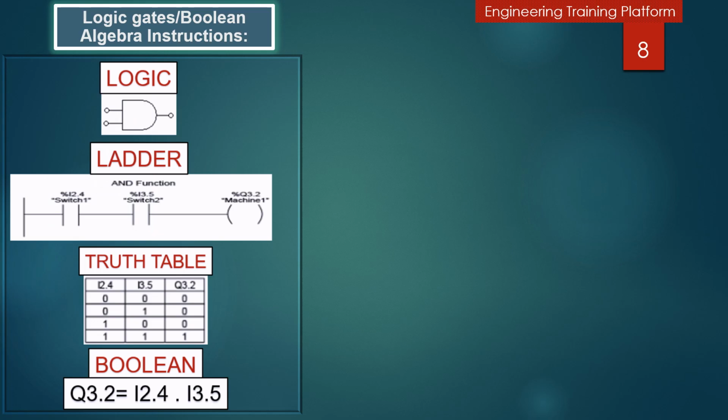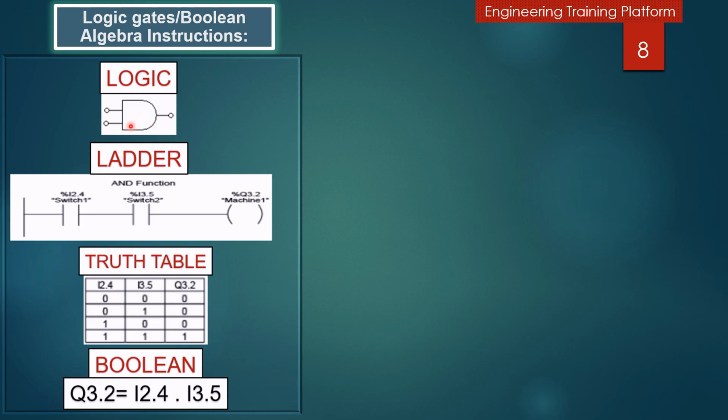We are going to discuss logic gates and Boolean algebra instructions. Ladder programs incorporate configurations of instructions that represent logical conditions derived from the Boolean logic used to design computer circuits. Some of the most common Boolean logic functions are the AND gate, OR gate, exclusive NOR, NAND gate, and NOT gate.